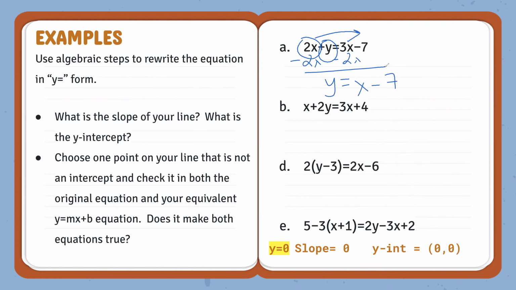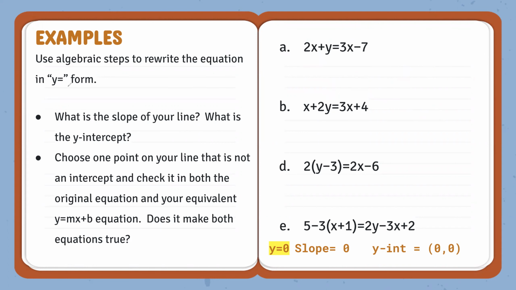Done. Much simpler. What is my slope? It's going to be 1, because there is an invisible 1 coefficient to x. My y-intercept is going to be at 0, -7. A lot of students say the y-intercept is -7. And what I try to remind them is the y-intercept is a point on a graph. And so I really push with my students to give me the y-intercept as a point, not just a number.